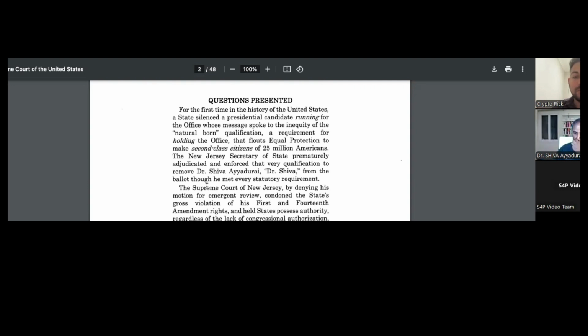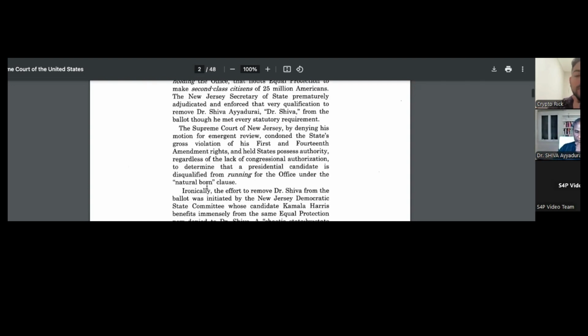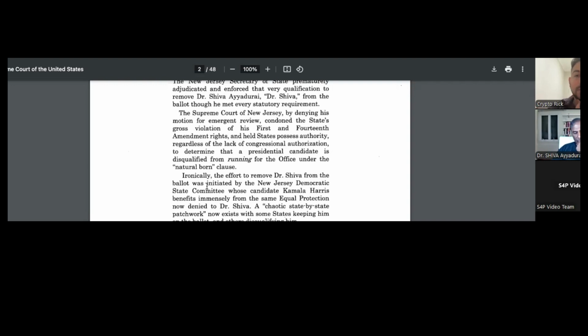Does this all make sense now, CryptoRick? It makes a whole lot of sense. With the natural born clause, how do they define it? Do they specifically define it? It's not defined. It's assumed to mean that you're born on the soil of the United States.